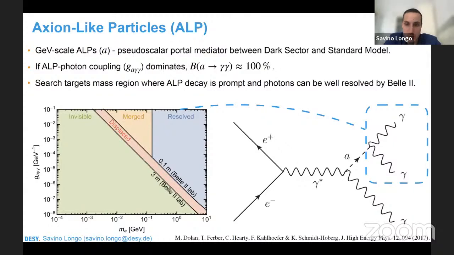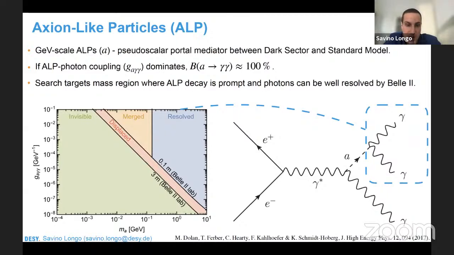The way this would show up at Belle 2 is shown by the Feynman diagram, where our collision produces, again, a virtual photon. This then goes through the ALP γγ coupling to produce an ALP that then decays to two photons. So the final state would involve three photons, but actually what our detector observes can change depending on the ALP mass. And this is illustrated by the result on the left. This is from a theory reference where it's showing what the Belle 2 detector signature would see.